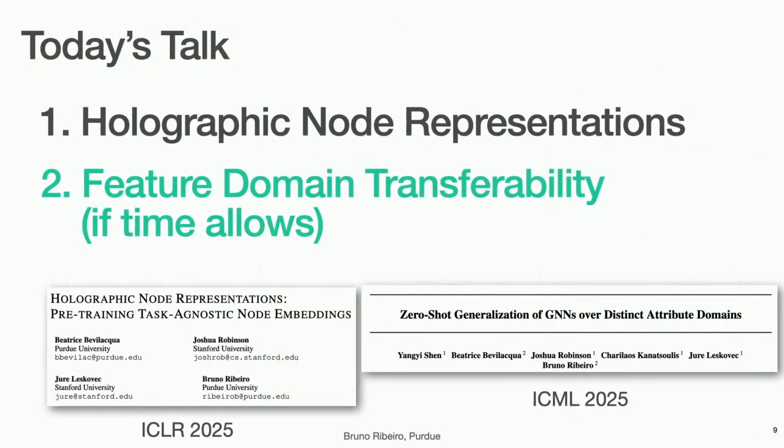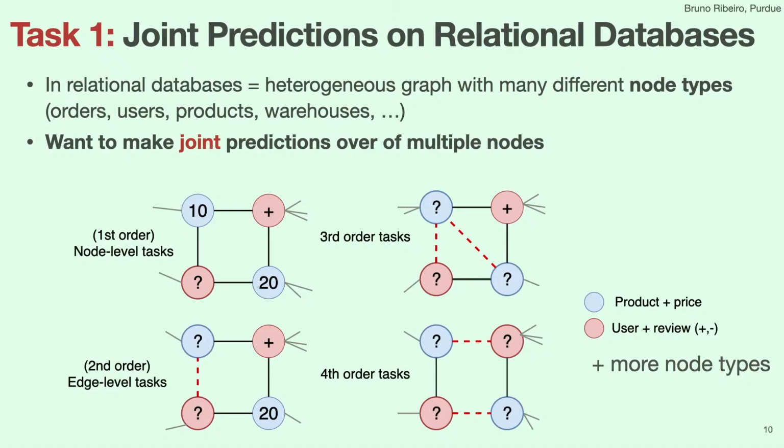Okay, so today I'm going to talk about two things. Very likely I'll be able to talk about this. Very unlikely I'll be able to talk about this. So one is holographic node representations, and the second work is feature domain transferability. So let's talk a little bit about the tasks that these two works have.